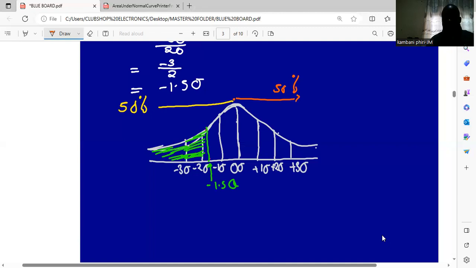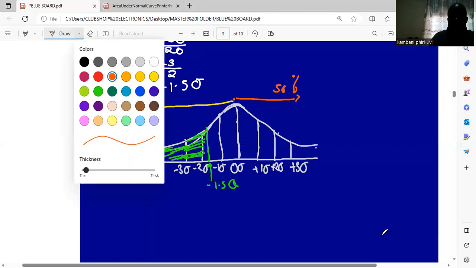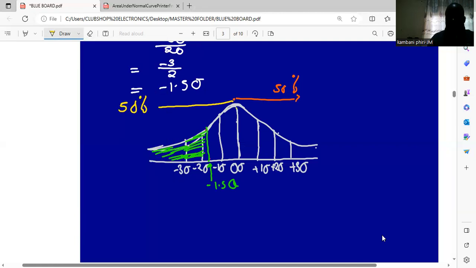So to find the number of cases that will expire in less than 90 days, we can find the percentage between 0 sigma and negative 1.5 here. Then thereafter you subtract from 50%. Whatever percentage you get, you multiply it by 1,000, because we're talking about the 1,000 bulbs.